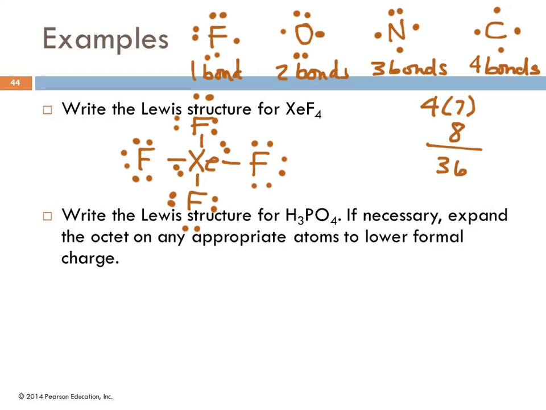See, this is where we're paying for putting off yesterday the rest of the lecture. Well. So we're going to put the phosphorus in the middle and try putting the oxygens around it, and then put the hydrogens. A good place to start is something really nice and symmetrical like that. It says, if necessary, expand the octet on any appropriate atoms to lower formal charge. So we're just going to go ahead with our straightforward drawing Lewis structures.